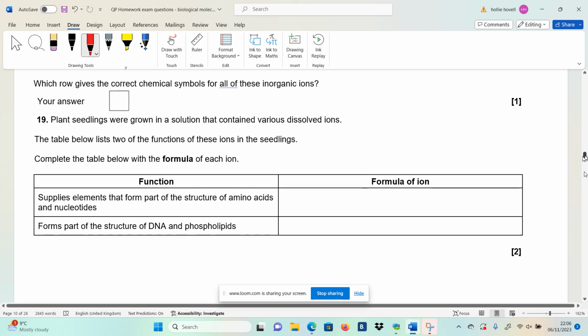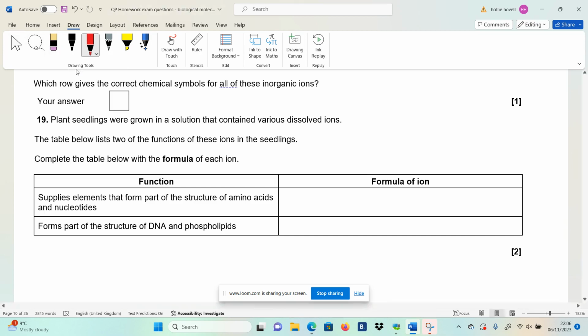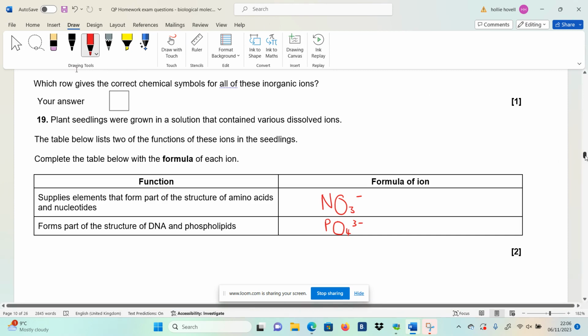So the first one supplies elements that form part of the structure of amino acids and nucleotides. So they're looking for nitrates, and the formula will be NO3-. And forms part of the structure of DNA and phospholipids. They're looking for the phosphate group. So that's PO4 and the charge 3-. Okay, so you've got to learn that list of ions and what the ions are all used for.